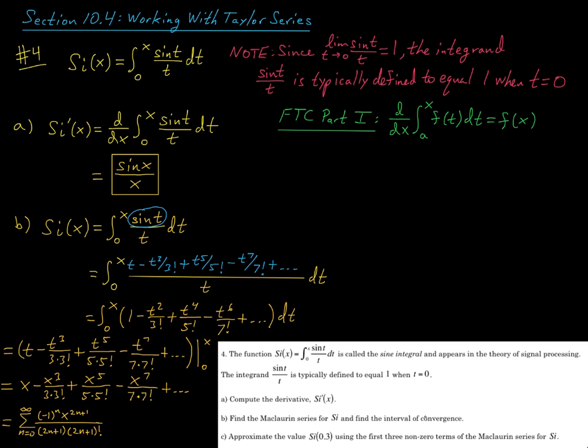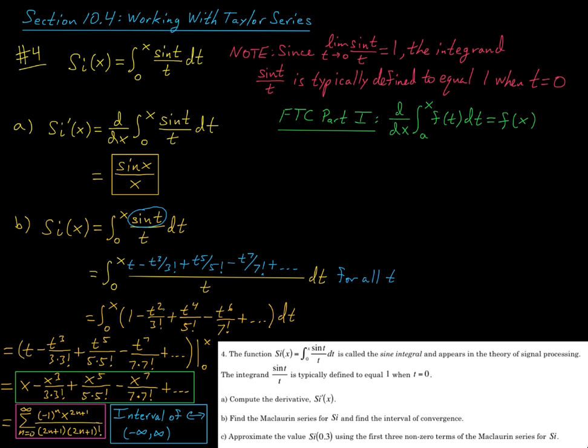What about the interval of convergence? Going back to the Maclaurin series for sine t, this series converges to sine t for all t. Carrying out these operations is not going to affect that interval. And so we conclude that the interval of convergence for this Maclaurin series is all x, so from negative infinity to infinity.